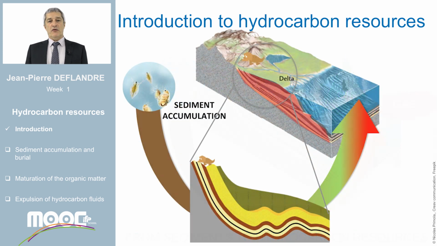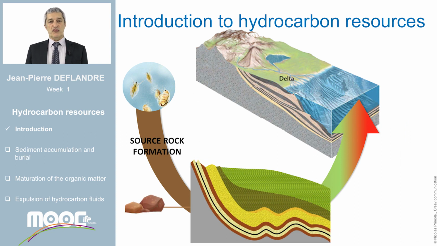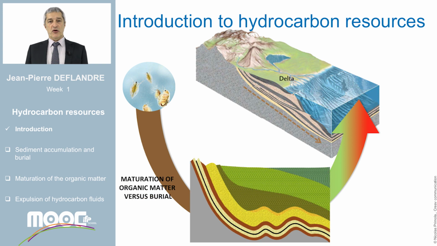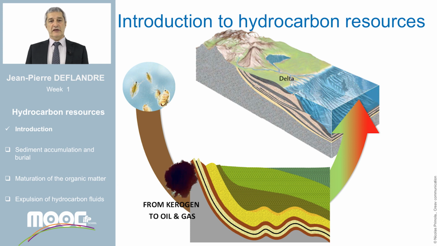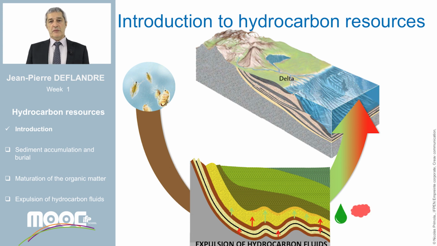The brown part of the arrow corresponds to the accumulation of sediments, the formation of a source rock, and their burial, which allows the organic matter it contains to progressively mature as it is buried deeper and deeper, generating first kerogen and then oil and gas after millions of years. In other words, sediments move down from the Earth's surface to the underground before generating hydrocarbon fluids.